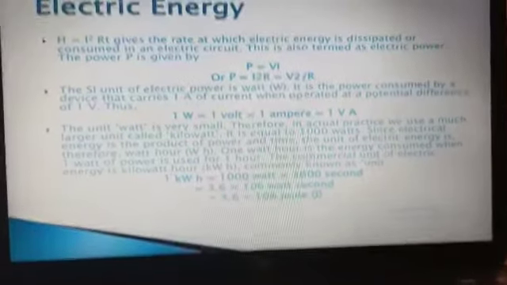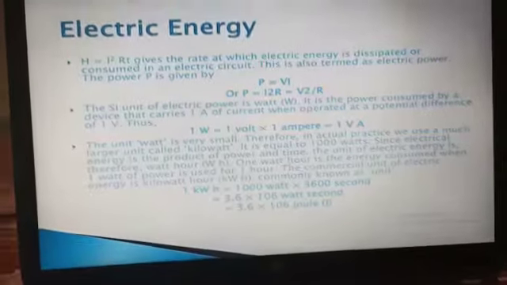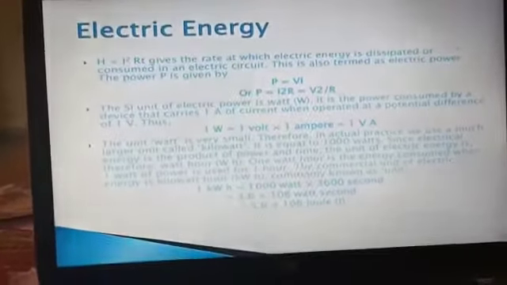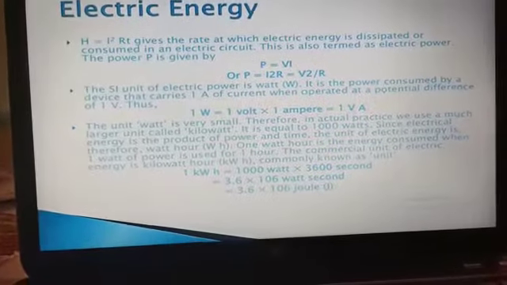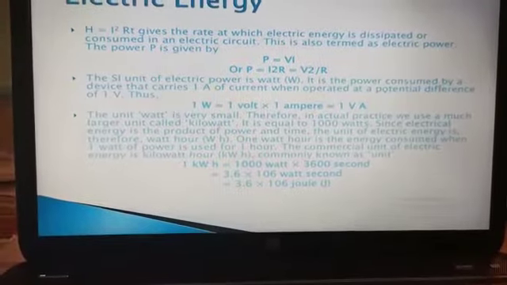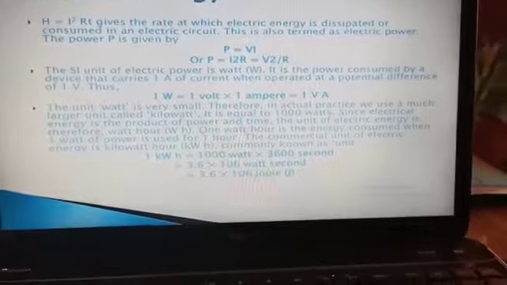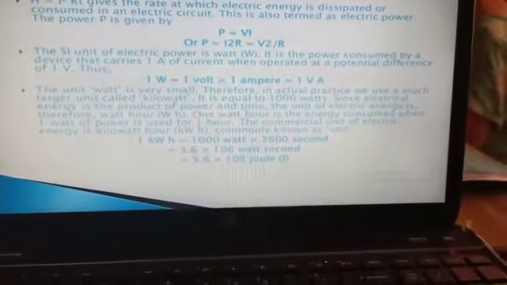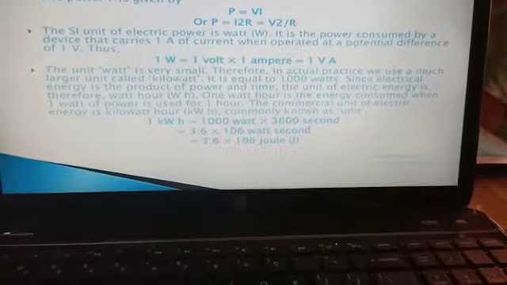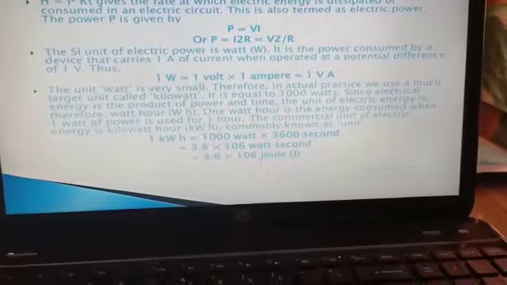The unit watt is very small, and therefore in actual practice, when they measure the electricity in our houses, when we get the electric bill, they measure it in kilowatts. So 1000 watts is equal to 1 kilowatt, and since electrical energy is the product of power into time, the unit of electrical energy will be 1 watt of power used for 1 hour. Commercial unit is kilowatt hour. So how many kilowatts we are using in 1 hour is commonly known as a unit.